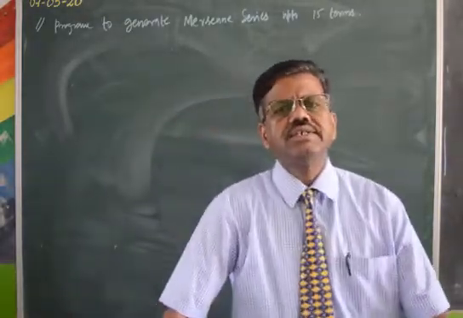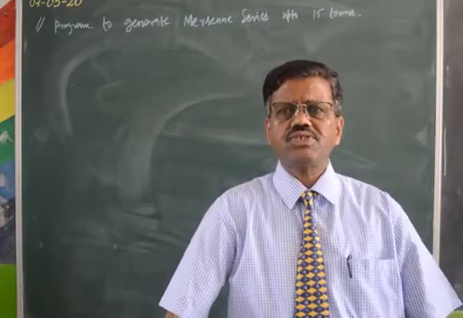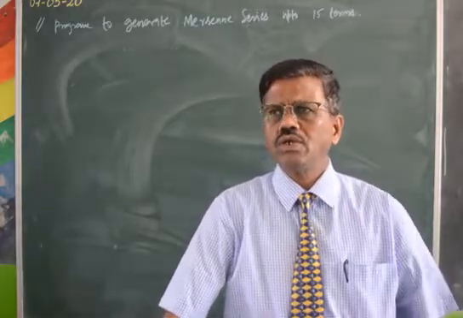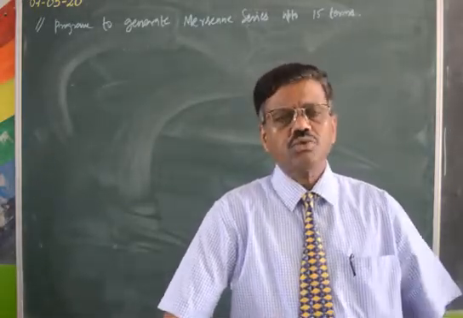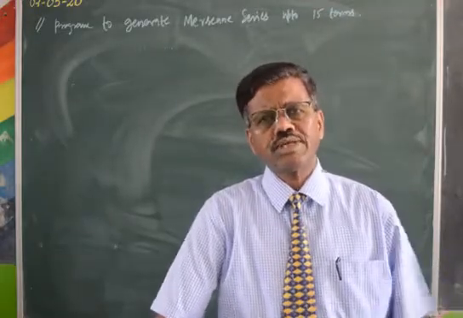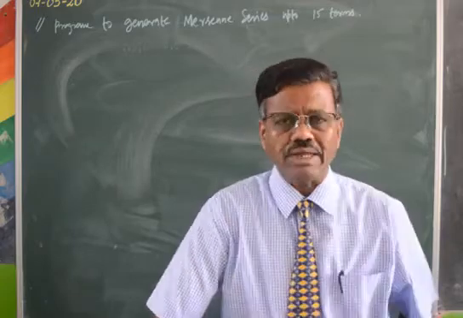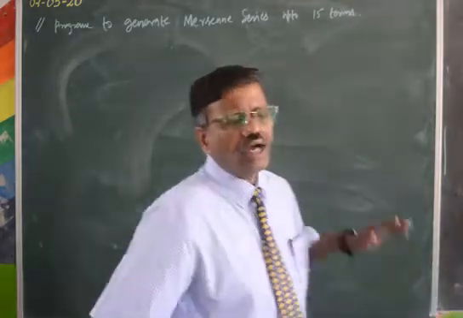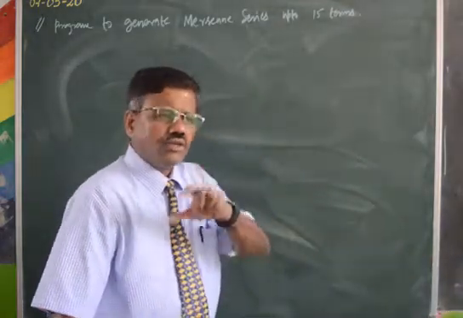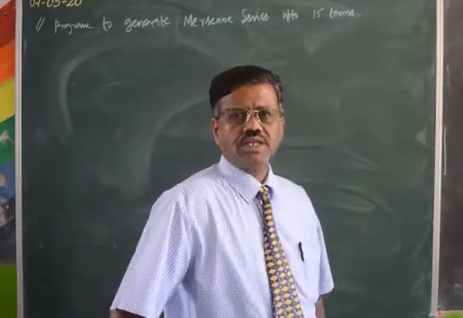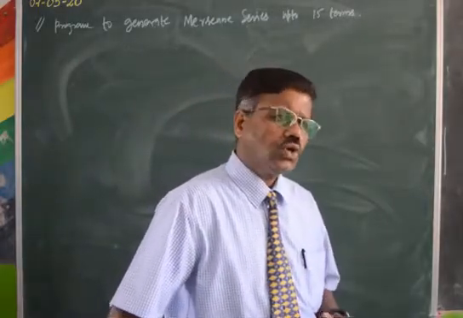Generate the Mersenne series. Mersenne series means 2 to the power of 1 minus 1, 2 to the power of 2 minus 1, 2 to the power of 3 minus 1, 2 to the power of 4 minus 1, 2 to the power of 5 minus 1, and so on, up to 2 to the power of 15 minus 1. Is this clear? I am going to make use of a while statement. That is what the purpose is all about.